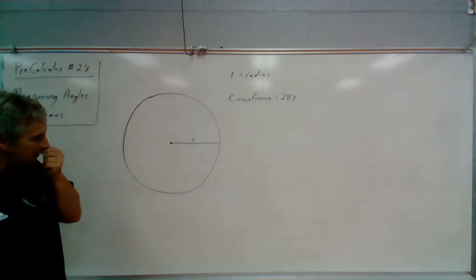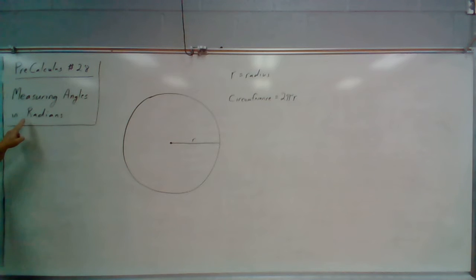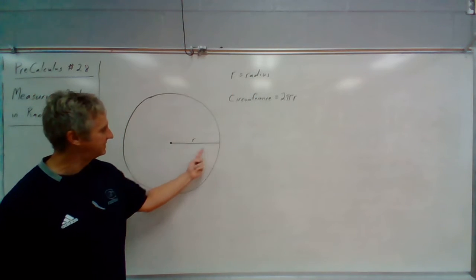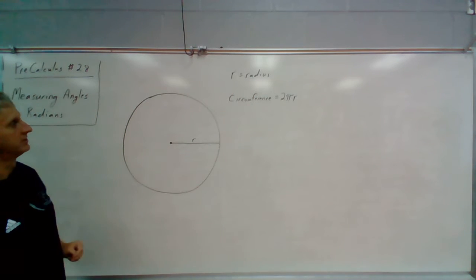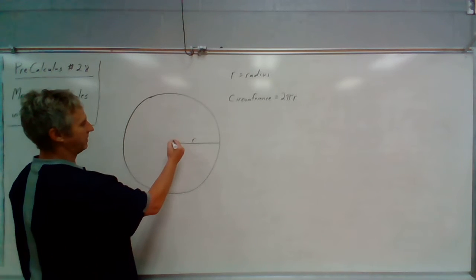All right, so what is a radian? Okay, so make sure you understand the difference between these words. This is a radian. This is the radius. The radius is this distance from the center to the circle. A radian is going to be an angle measurement.